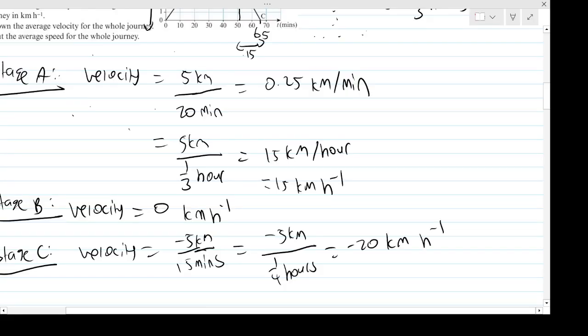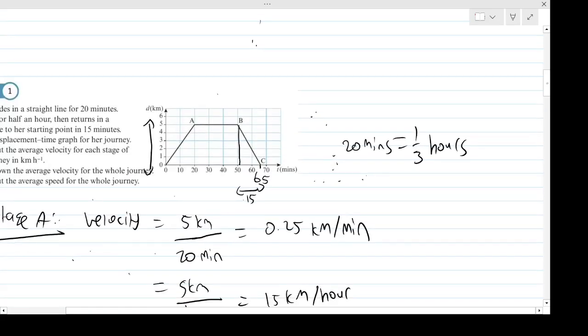Okay, we can use this notation here. And there we are. And again, it makes sense to be a negative 20 because, as we can see, the line is going down. Right, it's going down, so it'd be a negative gradient, and so therefore the gradient is the velocity, so the velocity would be negative as well.